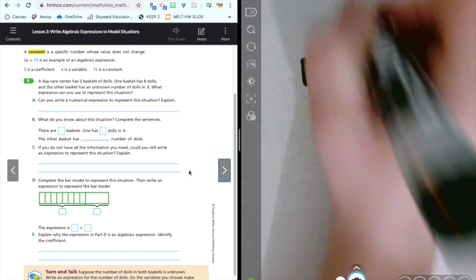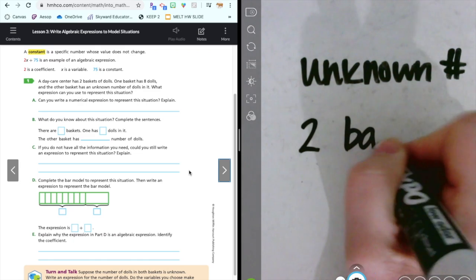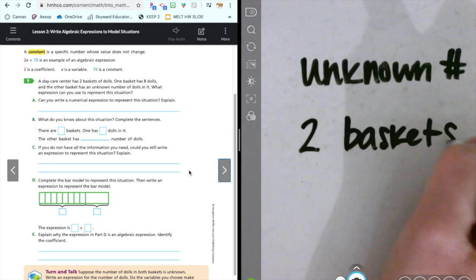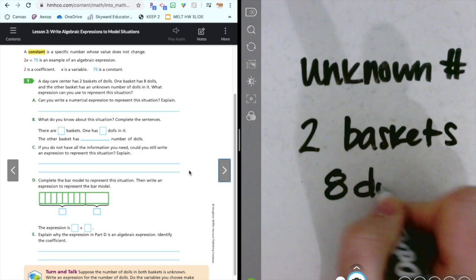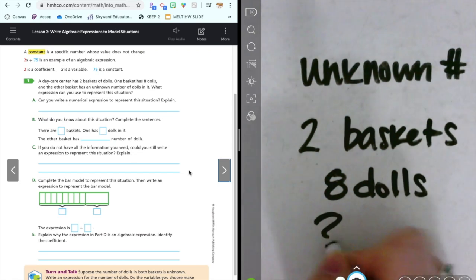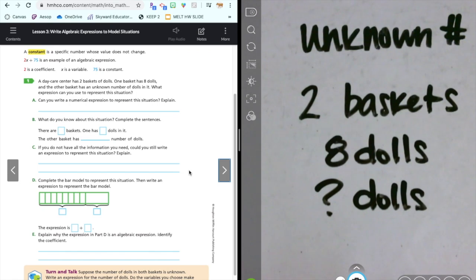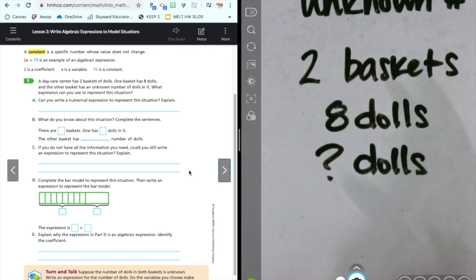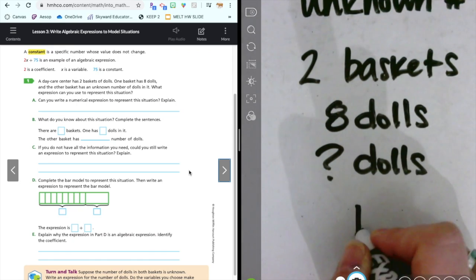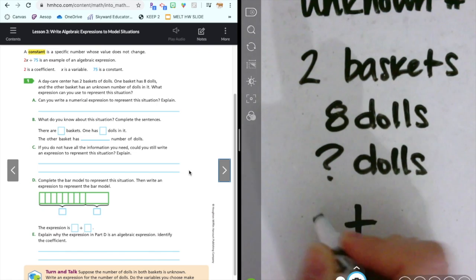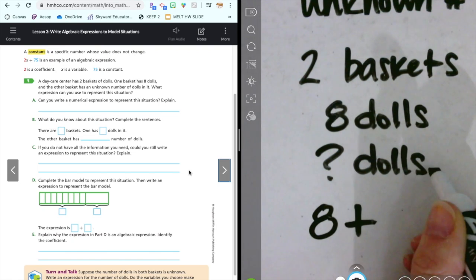We know that there are 2 baskets. One has 8 dolls, and one has, we don't know how many dolls. That unknown number, right? If we're going to write an expression for that, we are trying to find the total. So total is addition. We know 8, but this question mark.